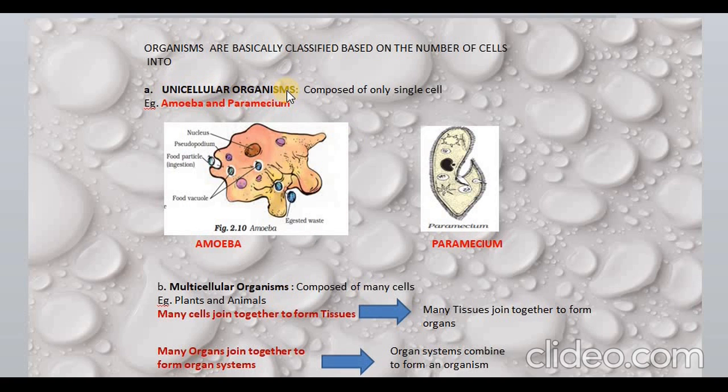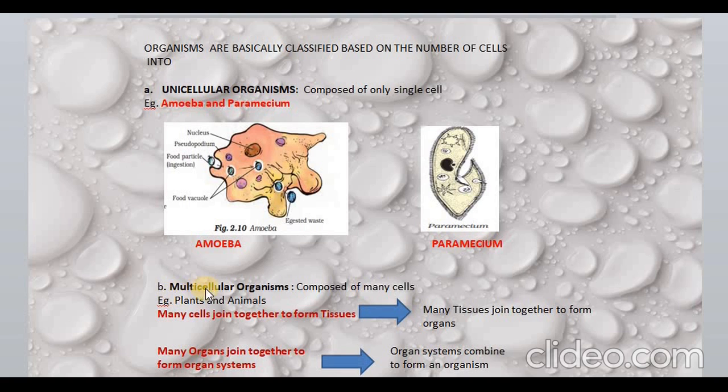Unicellular organisms, as the name suggests, are composed of only one single cell. Examples are amoeba and paramecium. You can observe the pictures here. This is amoeba and paramecium. These are composed of only one cell, and the single cell does all the functions of ingestion, digestion, egestion and excretion. So in a way, it is much more efficient than multicellular organisms.